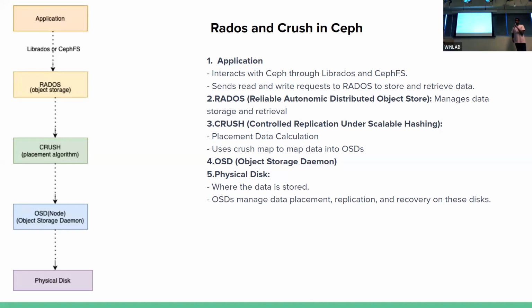And also the CRUSH, which is basically Controlled Replication Under Scalable Hashing, is responsible for computation of placement data. So it uses the CRUSH map to map data into OSDs, to be specific. And we have the object storage daemon, and we have the physical disk where the data is stored. OSDs basically manage data placement and also replication and recovery as well.